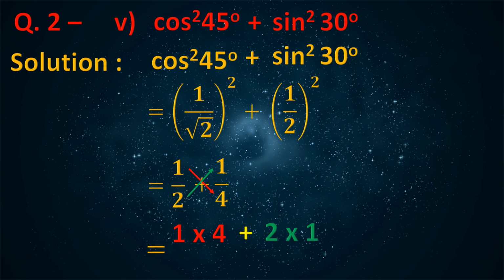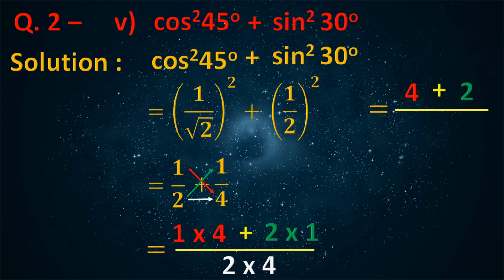Which further gives 1 4s are 4. So 4 plus 2 1s are 2, upon 2 4s are 8. That is 4 plus 2 upon 8. 4 plus 2 will give 6. So it can be written as 6 upon 8. The common factor is 2. Both are divisible by 2. So by cancelling, it will give us 3 upon 4.